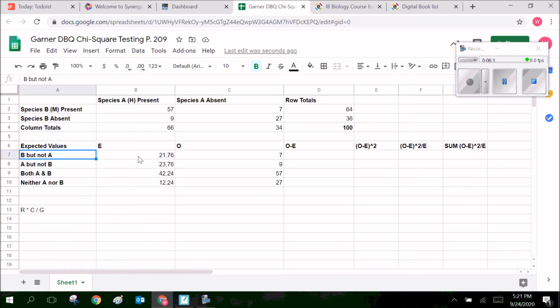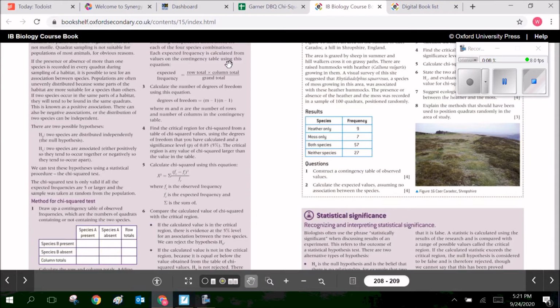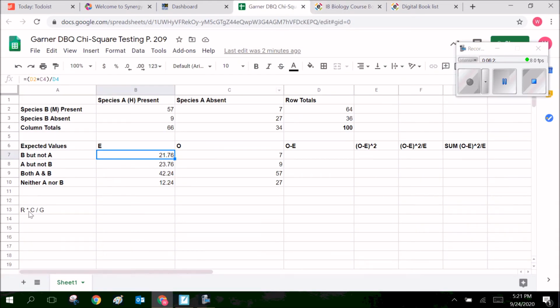To calculate those frequencies, we're going to use a formula that they provide over here on page 208. The expected frequency is the row total times the column total divided by the grand total. We can see that right here, row times column divided by grand. Multiplication in your sheets, you should note, is done not with an X, but with this little star key, which you can get by hitting Shift and the number 8. Okay, so how do we calculate this? Well, for this value right here, B but not A, let's take a look at that one first.